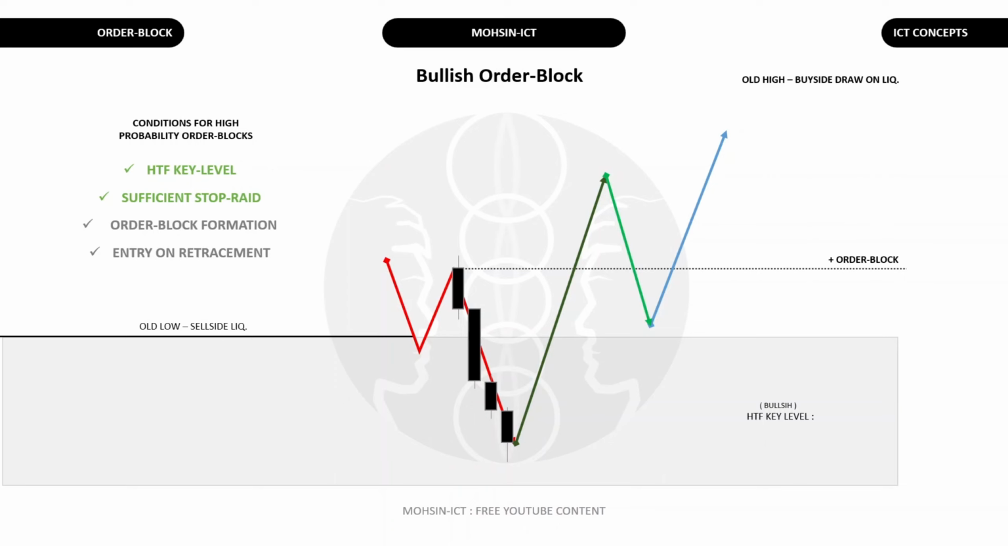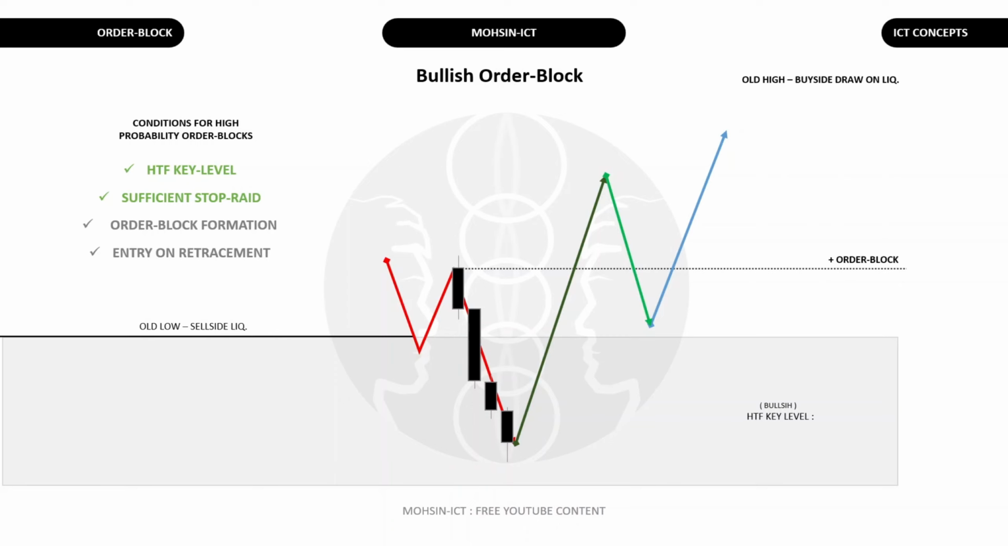What you see when you just jump into the order block formation and then entry is a form of algorithmic manipulation that the algorithm does to gather some liquidity from the new traders in the market. And when you mix it up with the higher time frame key level and sufficient stop rate, that's the opportunity for the smart money traders. And we as institutional traders look if that's aligned with our higher time frame analysis and then shoot for the entry. That's what we do.